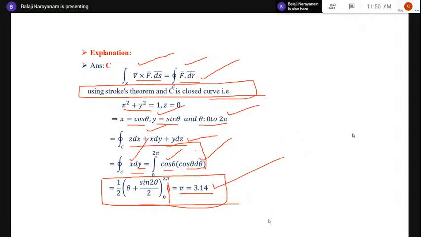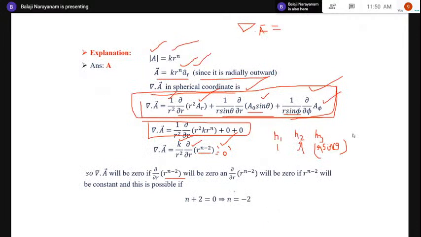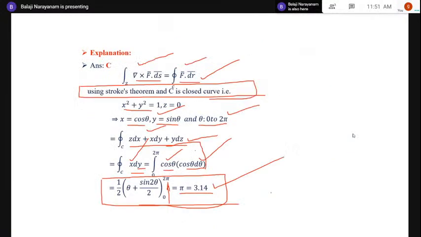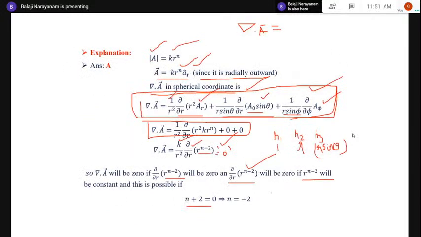In the previous sessions, if you observe, we have given a clear del dot A equation. Del by del r of r power n minus 2 is 0 if r power n minus 2 is a constant, and this is possible if and only if n plus 2 is equal to 0, or n is equal to minus 2. So you may easily solve this one.